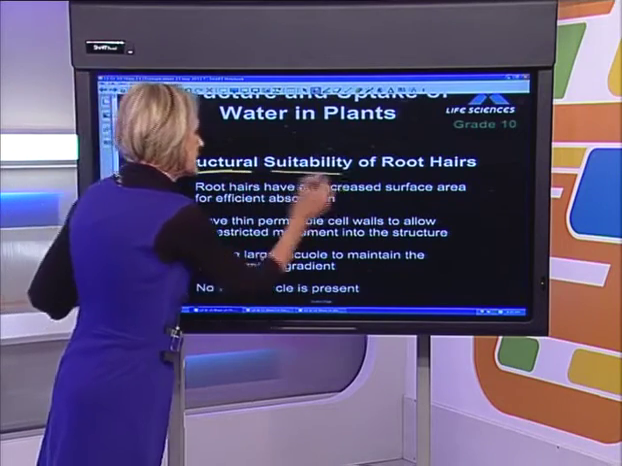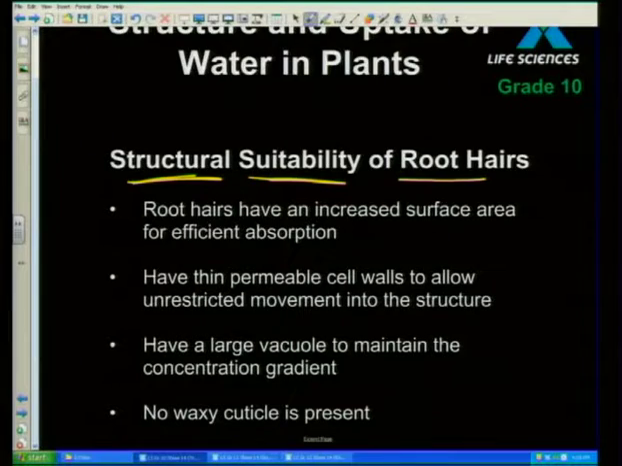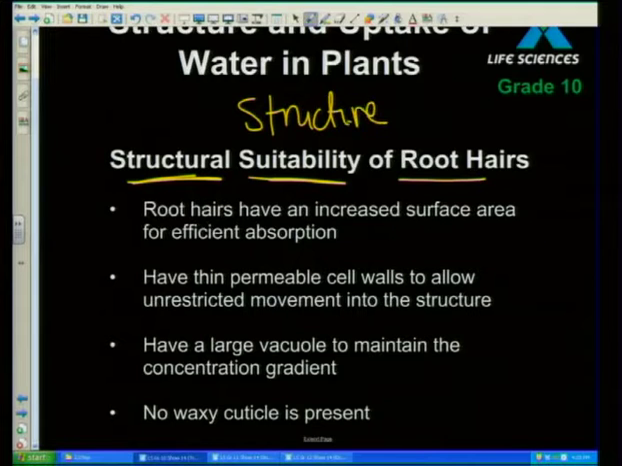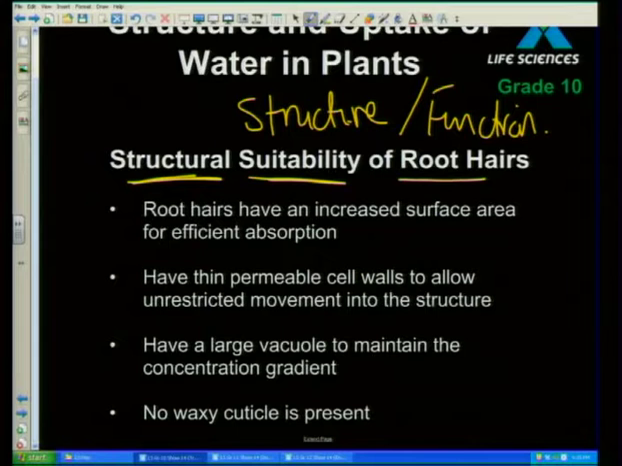Structural suitability of a root hair. It goes to structure. Structure versus function. Okay.